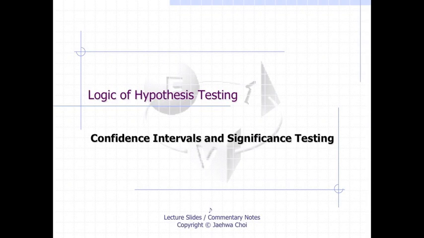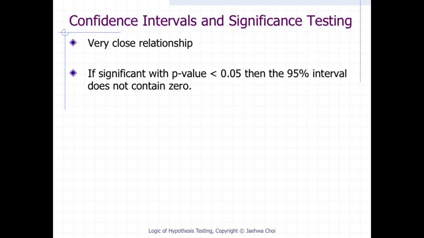Confidence intervals and significance testing. There is a close relationship between confidence intervals and significance testing. Specifically, if a statistic is significantly different from 0 at the 0.05 level, then the 95% confidence interval will not contain 0. All values in the confidence interval are plausible values for the parameter being estimated, whereas values outside the interval are rejected as plausible values for the parameter.